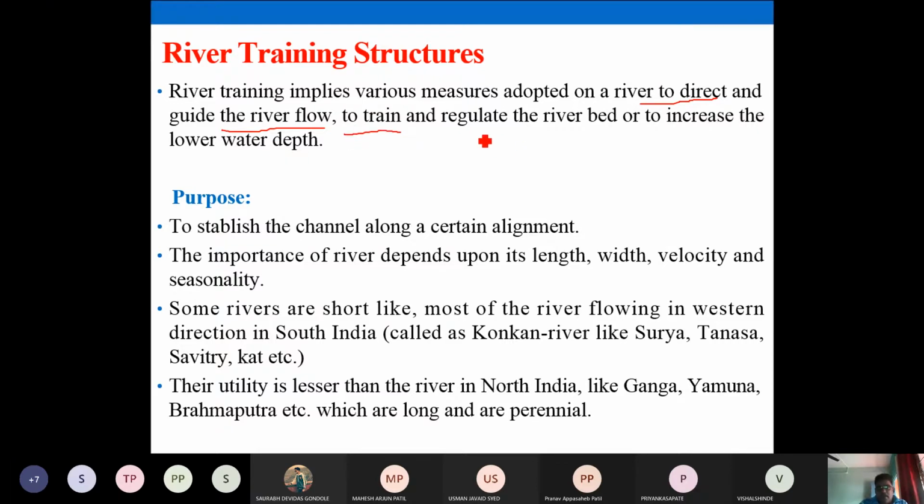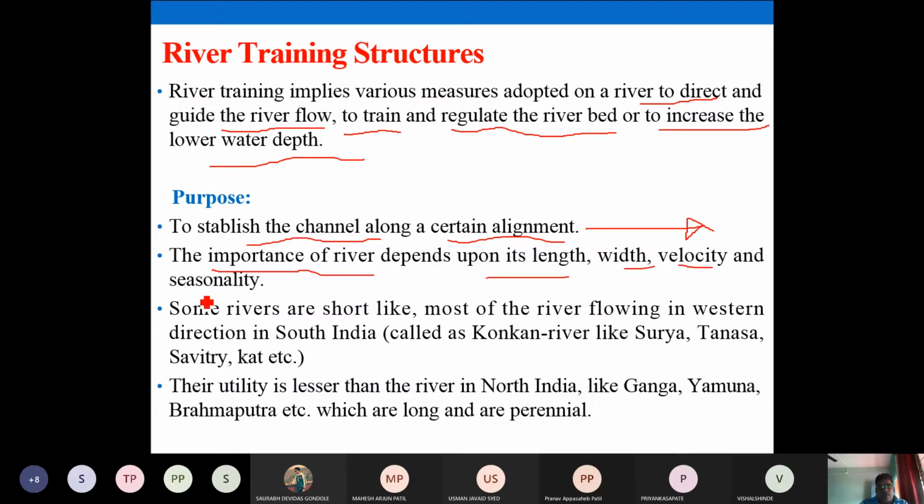It is to train and regulate the river bed or to increase the lower water depth. The purpose of a river training structure is to stabilize the channel flow along a certain alignment or along the edge of the river. None of the flow should have problems with currents or the formation of vortices, and the reach must be a stable reach. The second purpose is that the importance of the river mostly depends upon its length, width, velocity, and seasonality. Why is it very important?